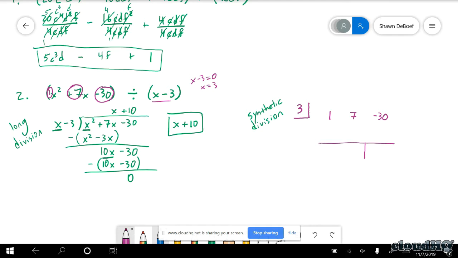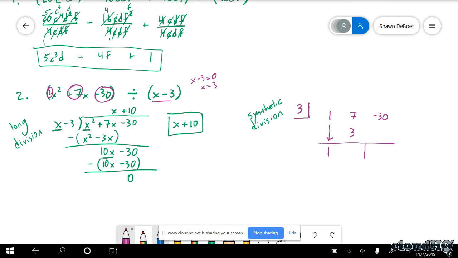So I wrote my coefficients, and I'm dividing by x minus 3, so I put positive 3 here. You're going to take the first coefficient and just drop it straight down below the line. So I would write 1 there. As soon as you get a number below the line, you have to multiply that number by the number in your half box. So 1 times 3 is 3, and you'll write that underneath the next number.